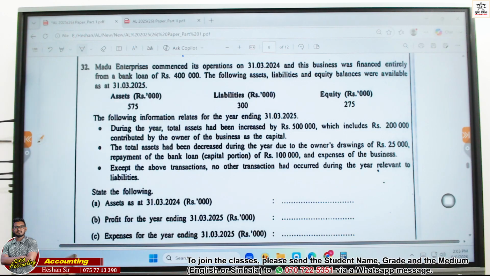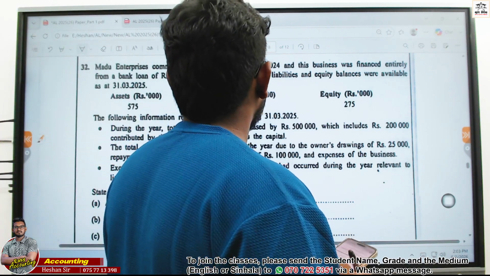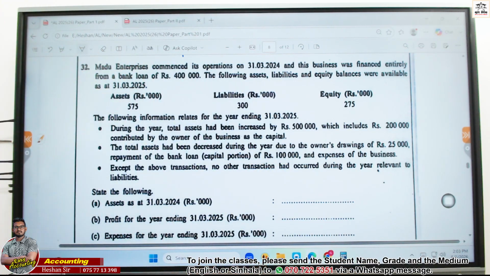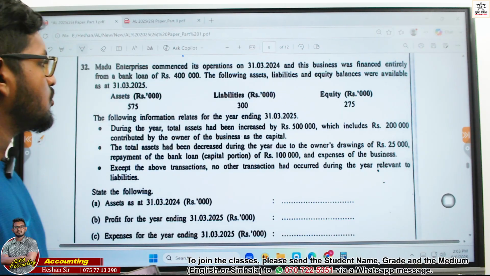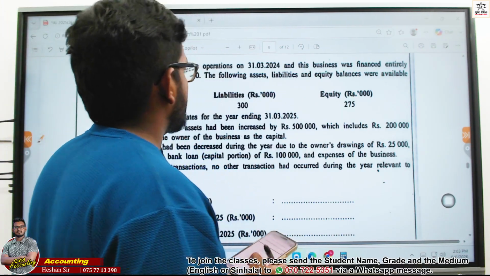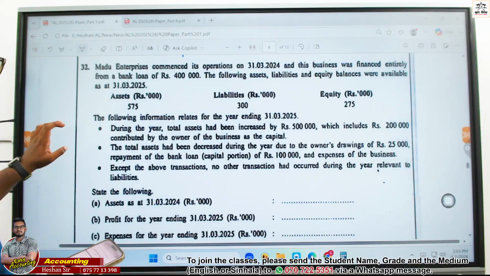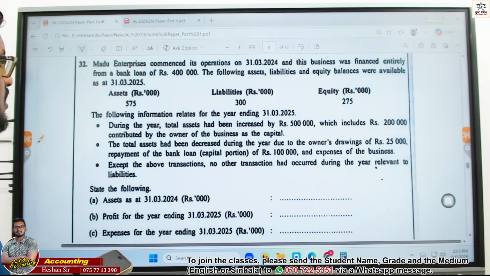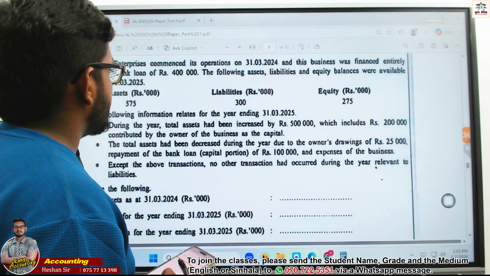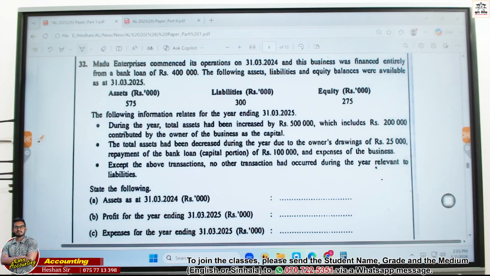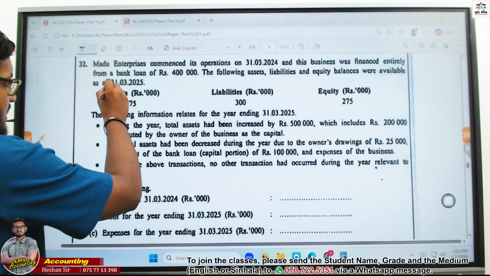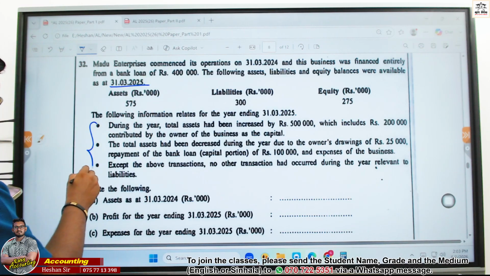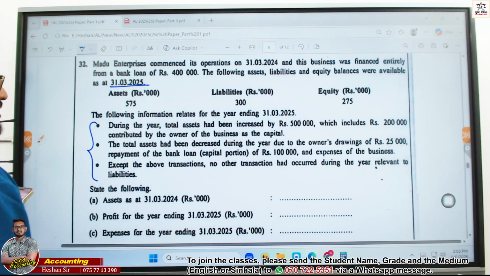Madhu Enterprise commenced its operation on 31st of March 2024, and this business was financed entirely from a bank loan of 400,000. The following assets, liability and equity balances were available as at 31st of March 2025. The following information relates to the year ended 31st of March 2025. These are closing date balances. These are the things that happen during the year.